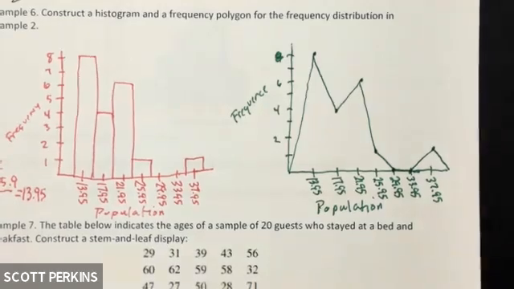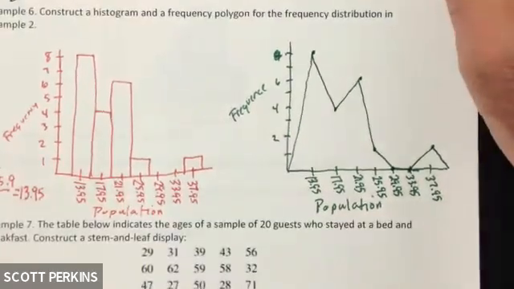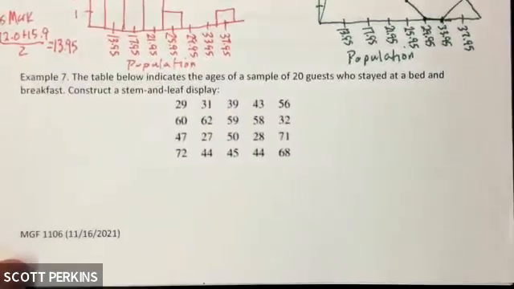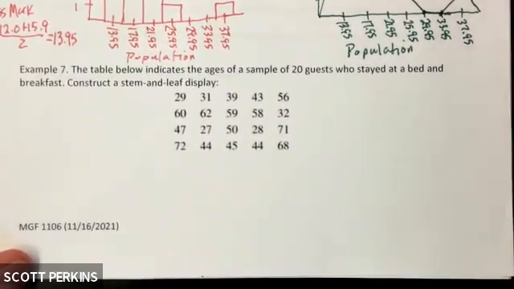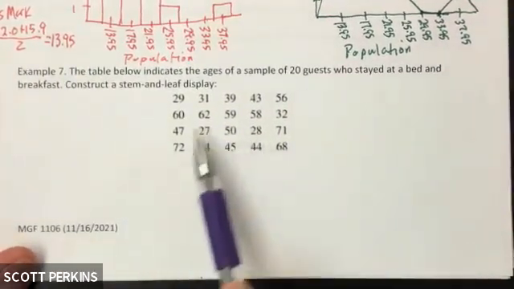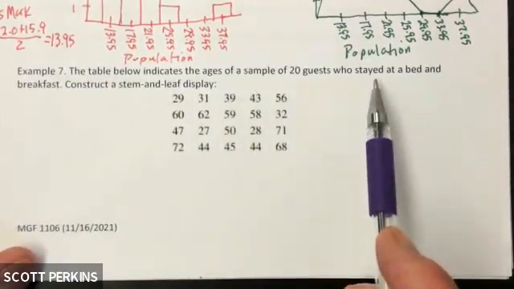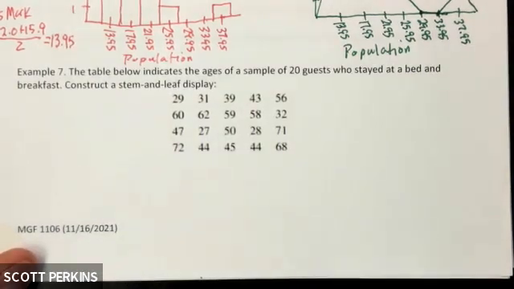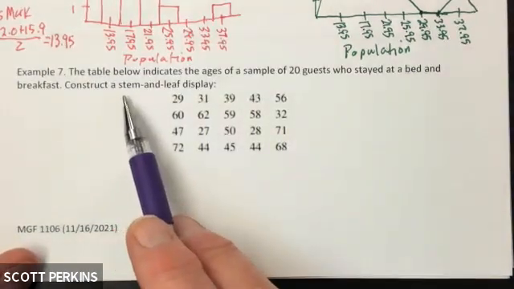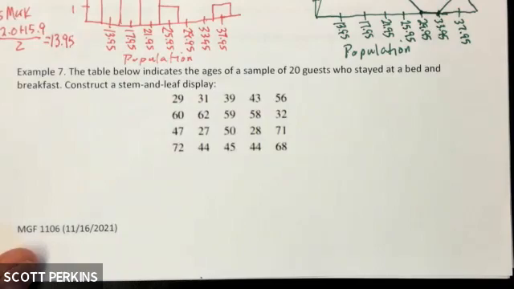Okay, so sometimes you want to create a picture of your data, but maybe you don't want to draw. You want to do something really quick. There's a nice, useful little tool. So here is some data that we have. It represents the ages of 20 guests who stayed at a bed and breakfast. It's just some made up data. What we're going to do is create what's called a stem and leaf display.